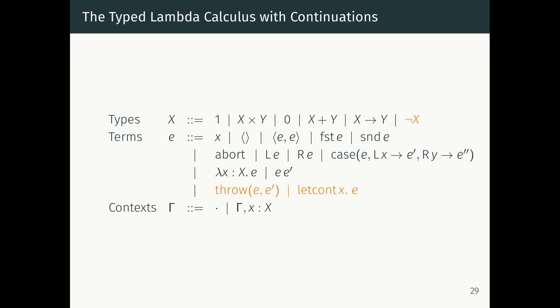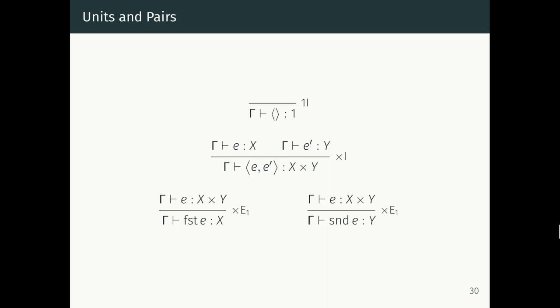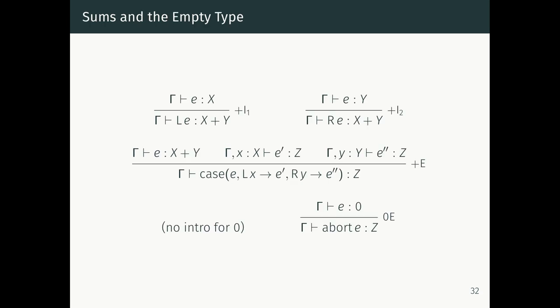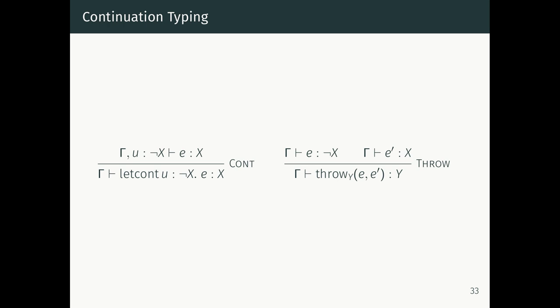The rest of the lambda calculus will look just the same as it always has, but we're going to add two new features, which we're going to call throw and letcont. All of the typing rules will look exactly the same as in the intuitionistic case. There's no two contexts, there's only one context, and the context only contains true hypotheses. So all the typing rules for units and pairs will look just the same as before. The typing rules for functions and variables will look just the same as before. We find that x has the type X by looking in the context. We form implications with lambda abstraction. We use implications with function application. Sums and the empty type use the same case statements and tagging that we've seen. And the only thing that will be any different at all is the typing for continuations.